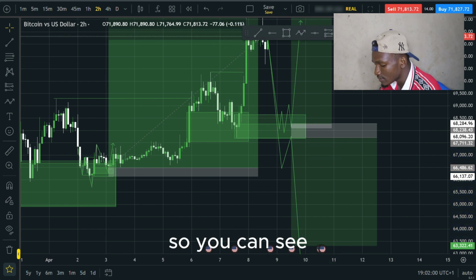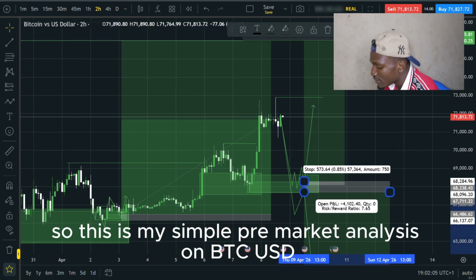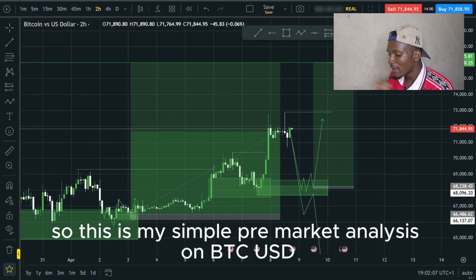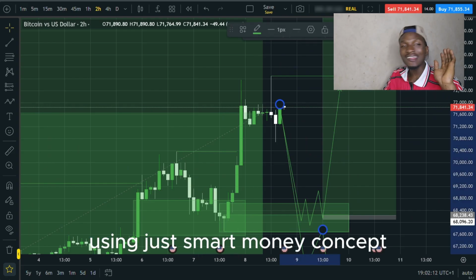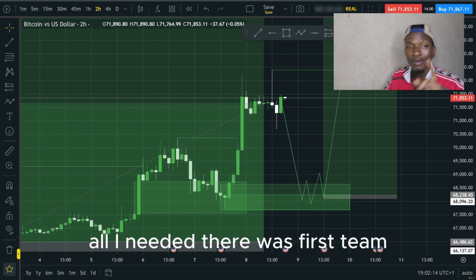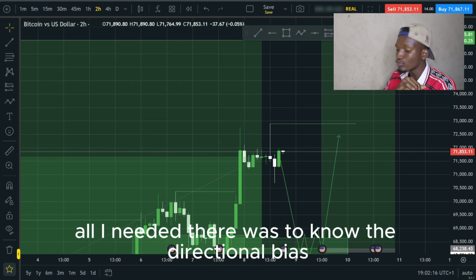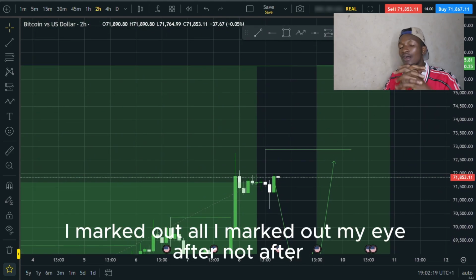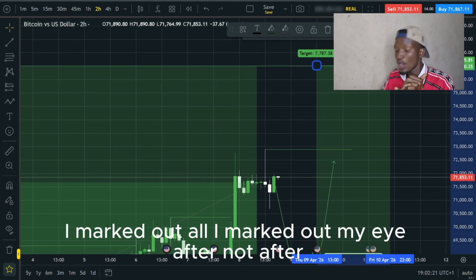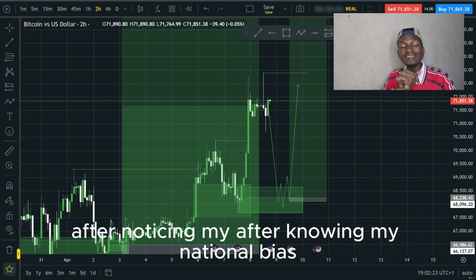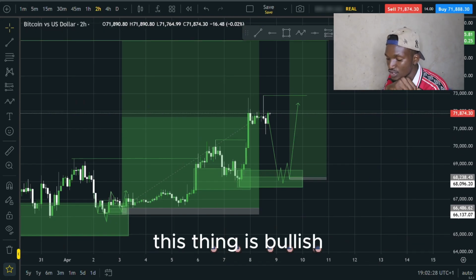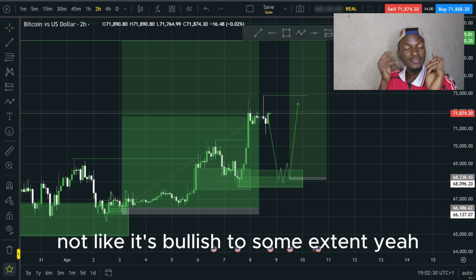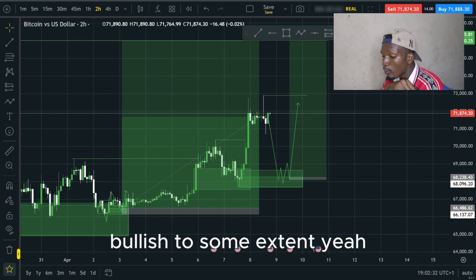So you can see, this is my simple pre-market analysis on BTCUSD using just smart money concepts. All I needed was to know the directional bias. After knowing my directional bias, I marked out my range. Since I know this thing is bullish, bullish to some extent.